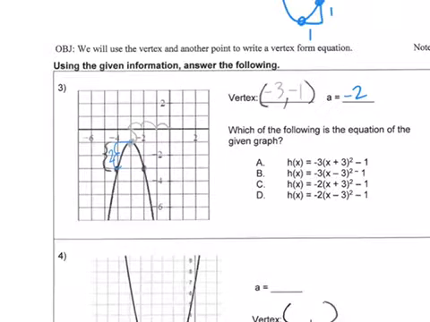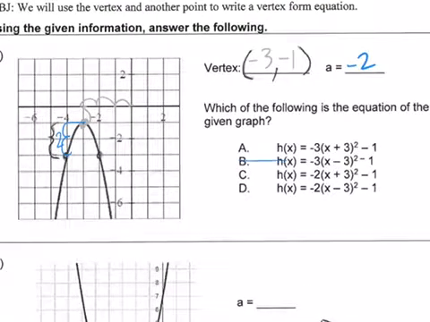So that means my a value is 2, and this is upside down, so it's a negative 2. So when I'm looking at my answer choices, A and B are out because of the stretch or shrink, that a value. And then remember, my vertex is always listed as the opposite. So if I have a -3, my equation needs to have a +3, which marks out answer choice D.